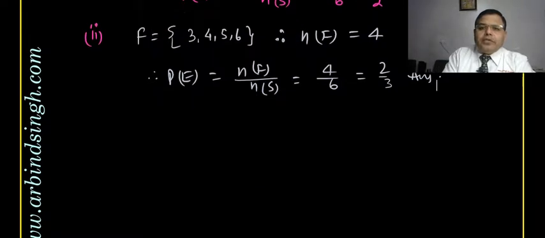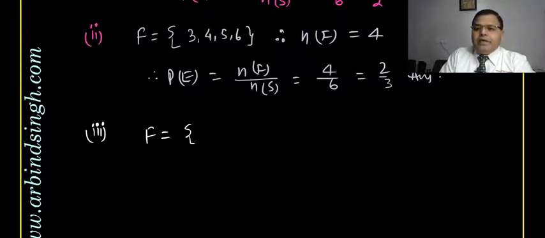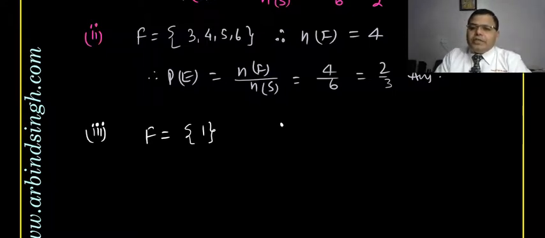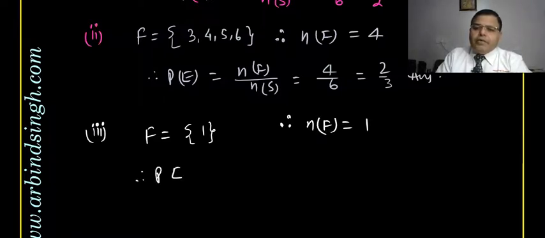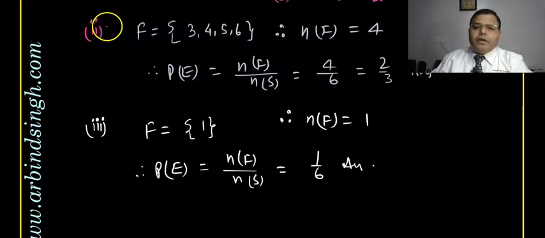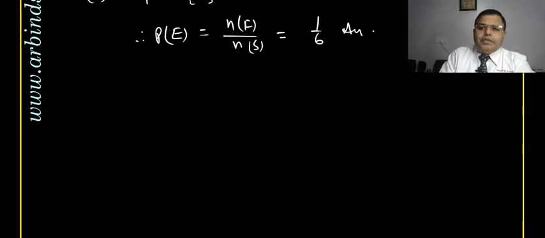The third part of the question is, a number less than or equal to 1. Less than 1 can be 0, but 0 is not possible. So equal to 1, only 1 is there. Therefore the number of favorable outcomes is 1, and hence the probability of an event is NF by NS, that is 1 by 6. That is the answer.